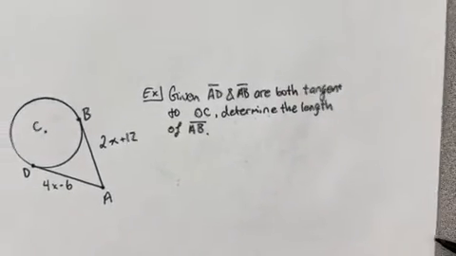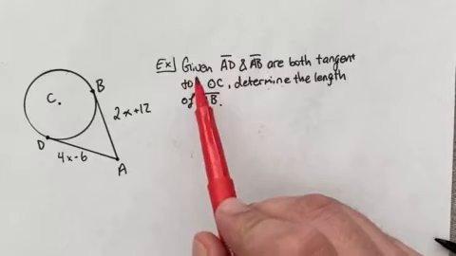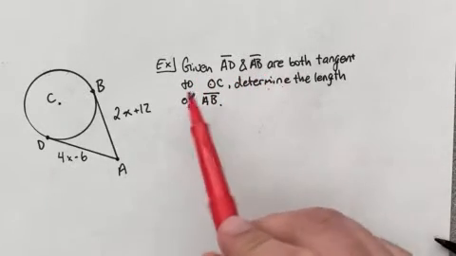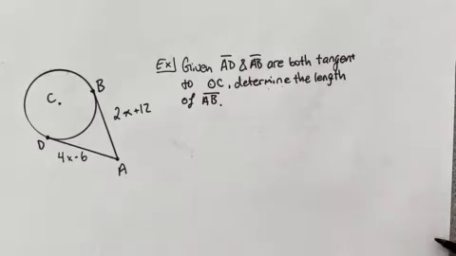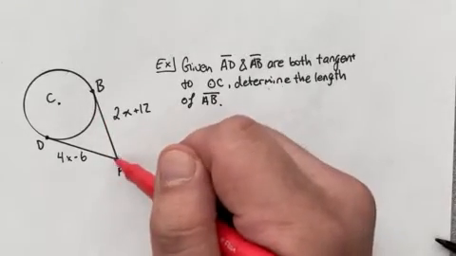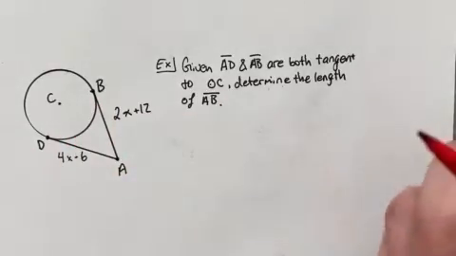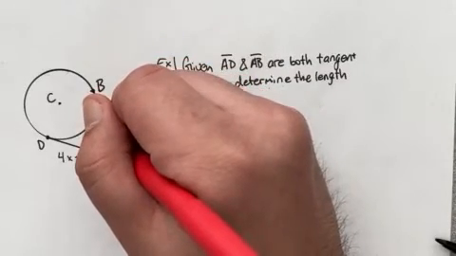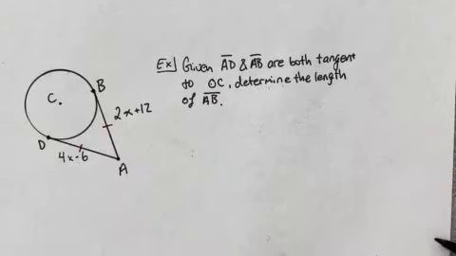In order to use this theorem, it's actually fairly straightforward. So an example problem could look something like this. Given AD and AB are both tangent to circle C, determine the length of AB. If we look in this problem, we have our common point A, and we have tangent lines both going to this circle C. Right off the bat then, Theorem 10.2 tells us that this line AB is the same exact length as that line AD.